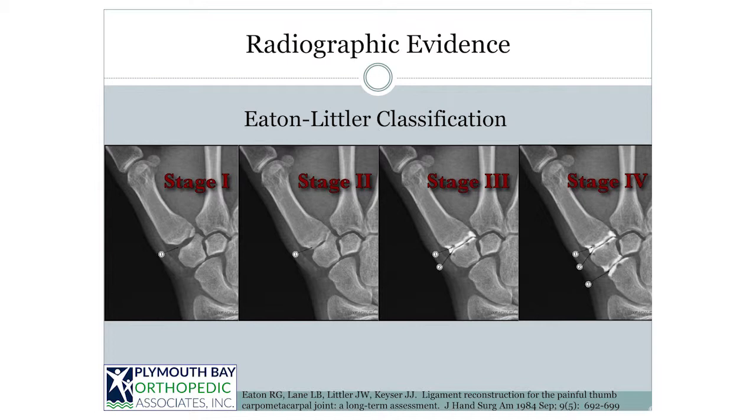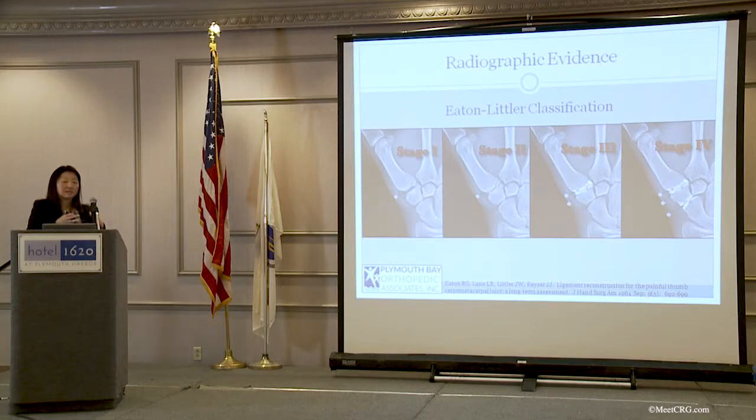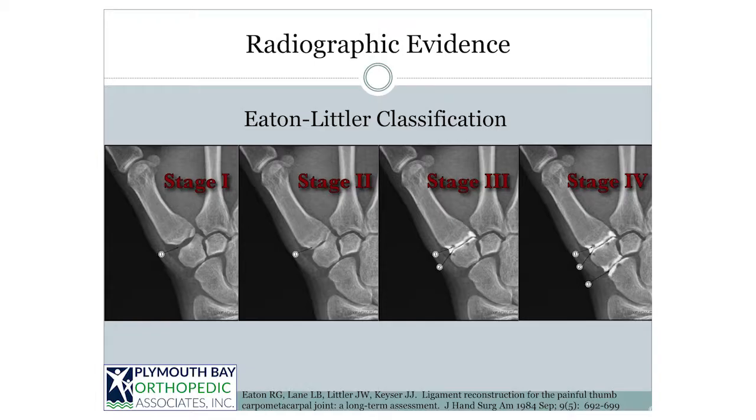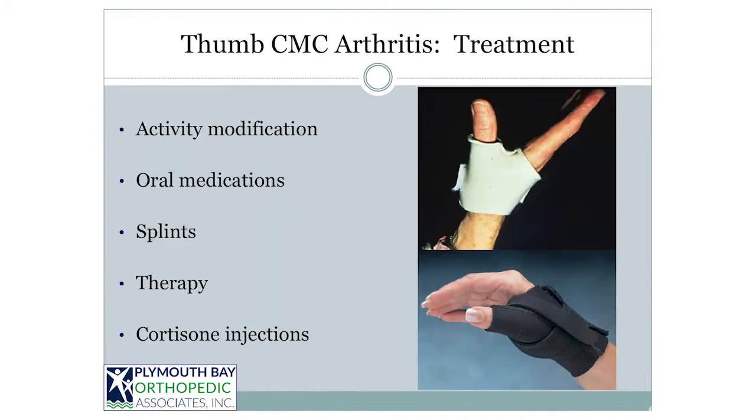Stage 1 is actually a normal x-ray, or if anything, it's actually distraction or widening of the joint space. And they believe that's because of the synovitis or inflammation in the soft tissues there that cause the joint to expand. Stage 2 is where you start having the joint space narrowing. There's some sclerosis at the ends and small bone spur formation. Stage 3 is when there's less joint space, more sclerosis, and larger bone spurs. And stage 4 is when you have the pan-trapezial arthritis.